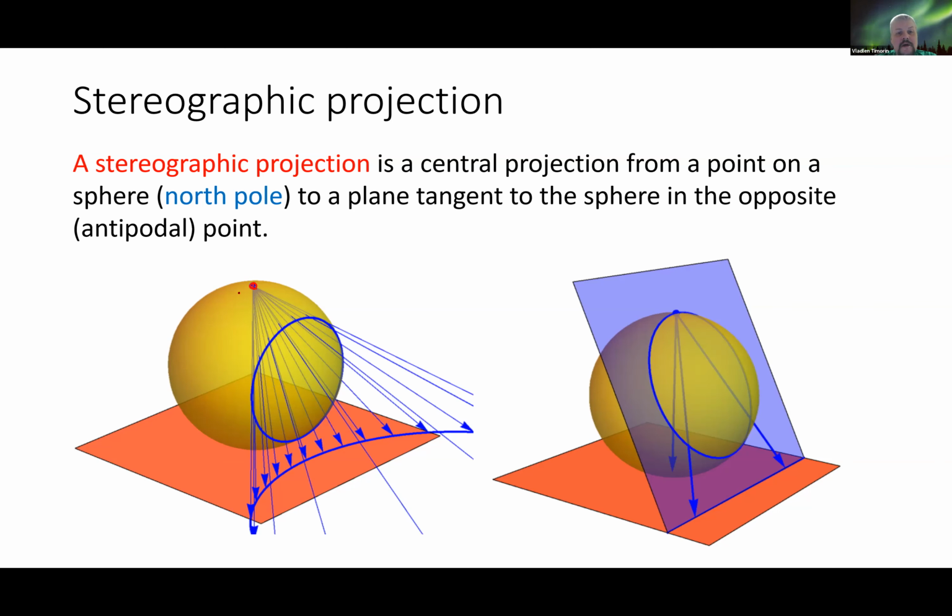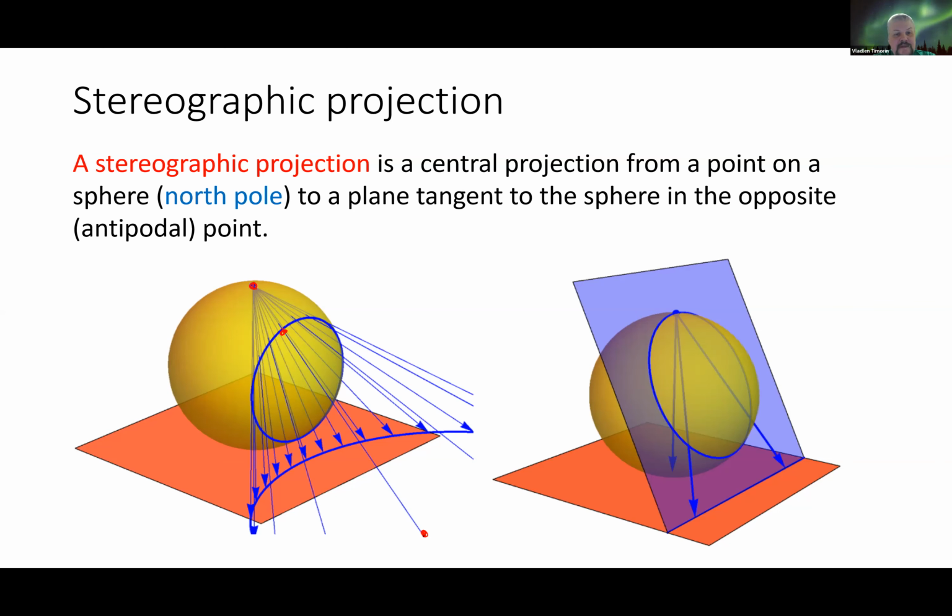And then every ray emanating from the north pole will intersect the sphere at some point, and it will intersect the plane at some point. So the point of intersection with the sphere corresponds to the point of intersection with the plane, and this correspondence is called a stereographic projection. So in this way, every point of the sphere, except for the North Pole, has its image in the plane, and every point of the plane has its image in the sphere.